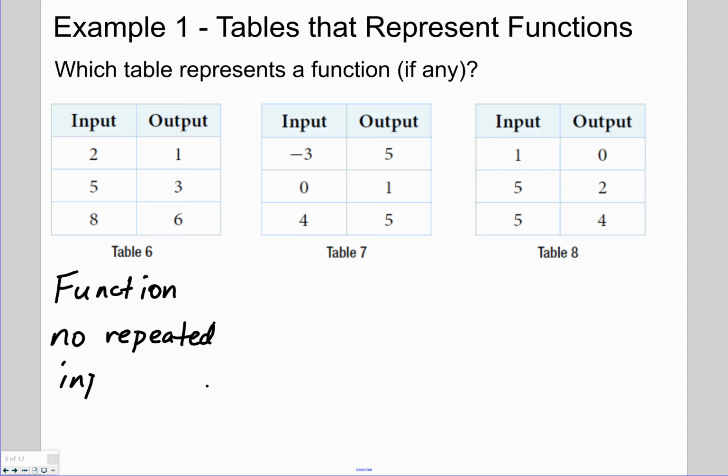What's another way you could say that you know this is a function? Emmanuel said no repeated inputs. What's another phrase you could use here?